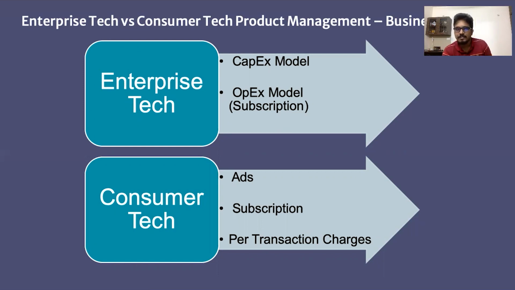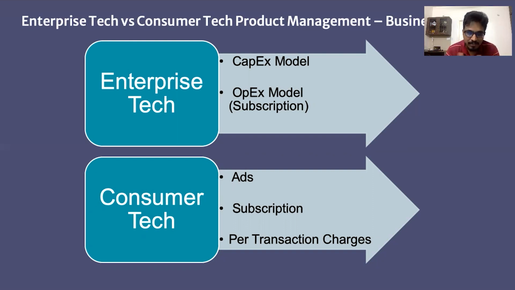So that's capital expenditure. Now, there's another kind of model which is called the opex model, or operational expenditure, which is typically your subscription model, which is what happens in your SaaS products, right? Wherein the customer would pay X dollars per user per month, or per year also, depending on how you have planned your business model. But typically it'll be X dollars per user per month, right? So these are the two main business models for enterprise tech products.